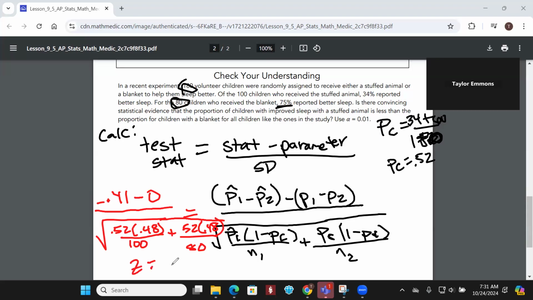Okay, negative 5.47. If we go to our table, are we going to find negative 5.47? No. So what is the p-value going to be? 0. The p-value is going to be 0. Remember, you got to draw your little normal curve, and it can be a rough sketch. Your middle is 0. Where you're looking for is negative 0.41 and below.